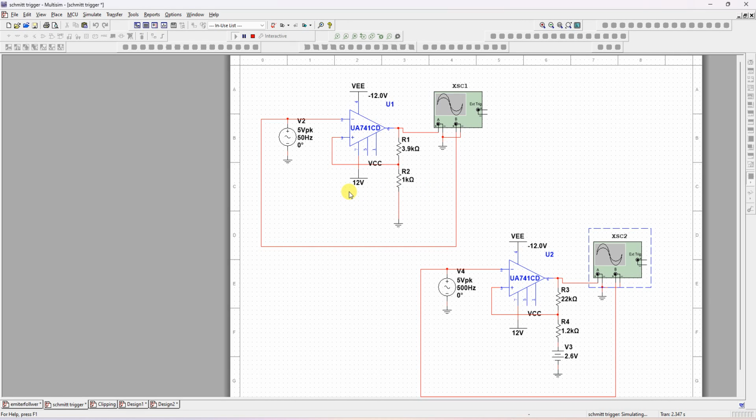Hello. In this video, I'm going to explain how you can use Opamp for implementing Schmitt Trigger using Multisim tool. So the first is the Schmitt Trigger, which is basically a comparator which compares negative terminal voltage with plus terminal voltage. The input voltage is 5 volts peak to peak.